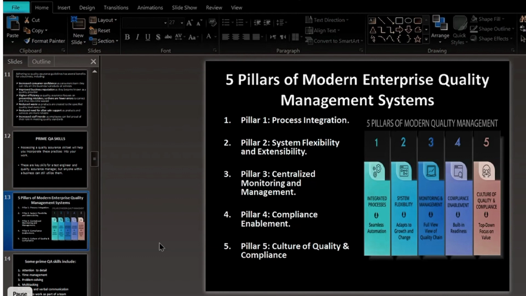Full view of quality chain. That was monitoring and management, by the way. When we talk about compliance enablement, this is basically built-in readiness. This is what actually is needed. This is where you come down to whether you are able to meet the required task or not, to complete the required task or not. Do you have the set of skills?